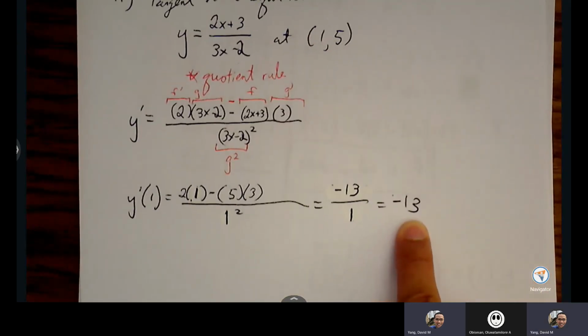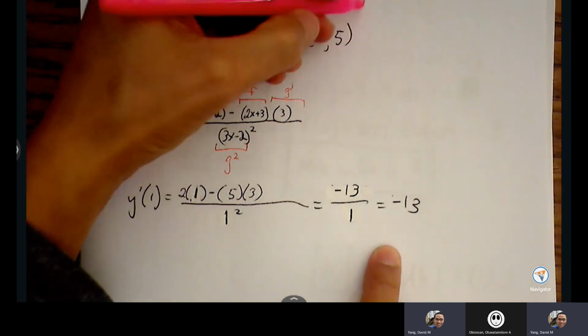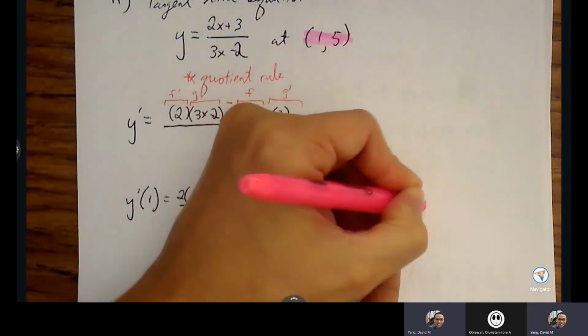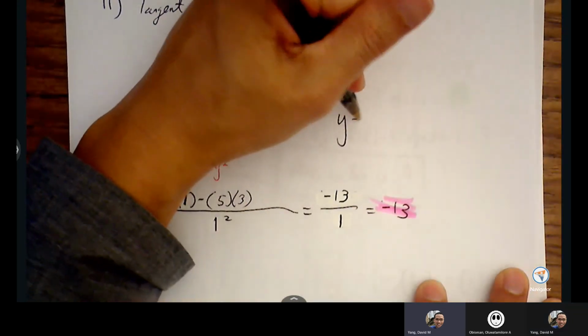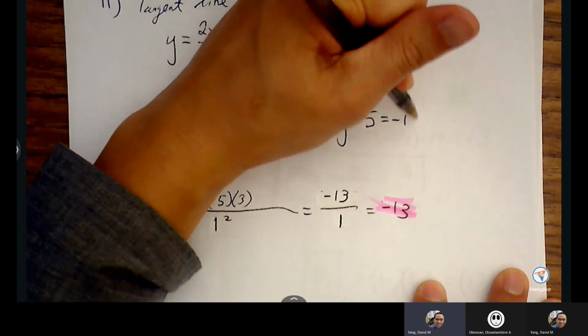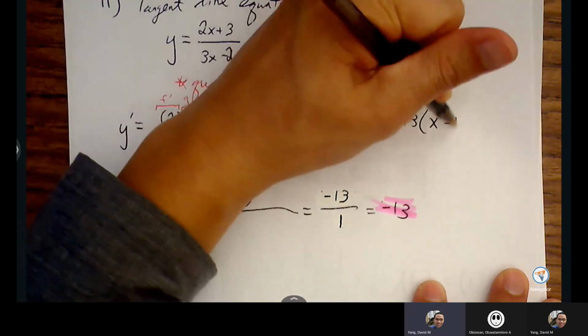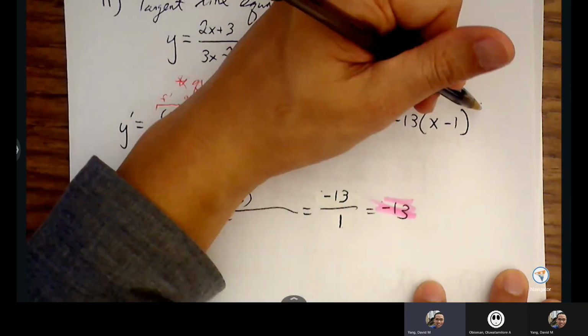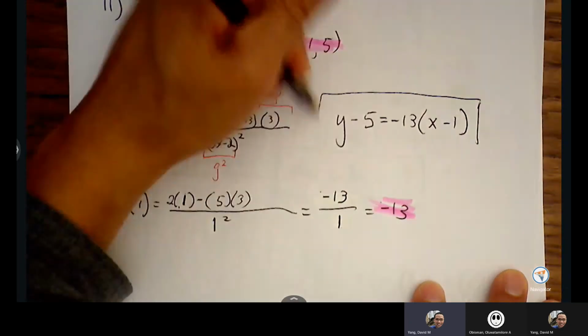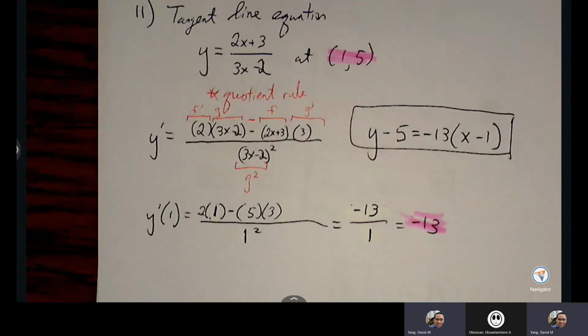Okay, and finally, point slope form. Take my ordered pair. Take my slope. All right, any questions there, Tim? No. Good.